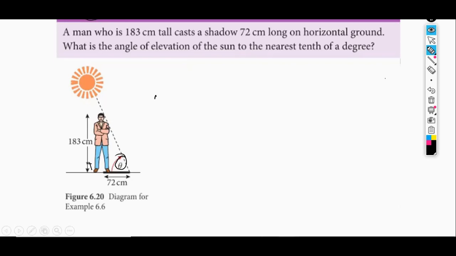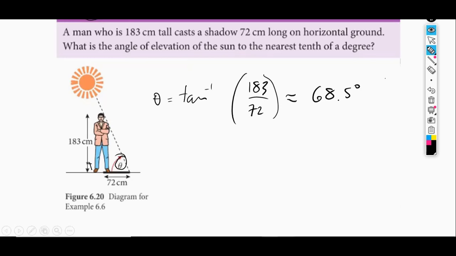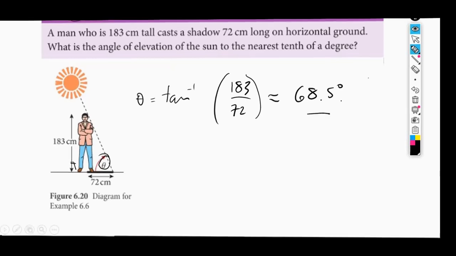So we have that theta is equal to the inverse tangent of opposite, 183, over the adjacent, 72. And if you plug this into the calculator, it's going to give you approximately 68.5 degrees, rounded to 3 significant figures.